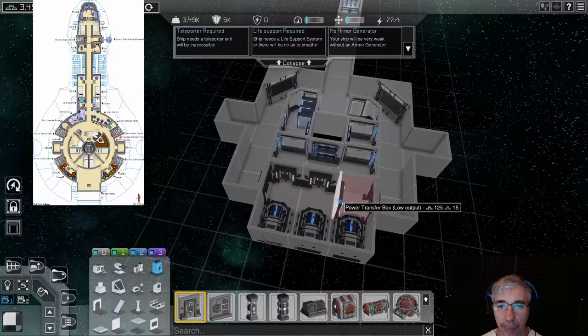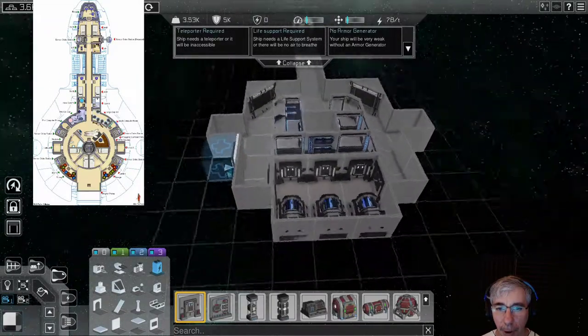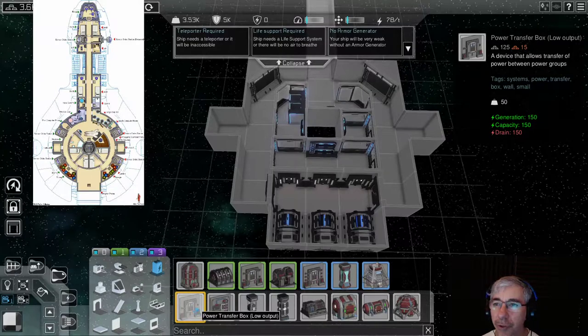So I will have these three power boxes here, and these power boxes, if you see here in the description, it says the capacity is 150, and the drain is 150, and this number is the same. And what it means is that it will take 150 from whatever group you assign to it as the source of power, and will make 150 energy units available to your power group. And this is 150 per tick.